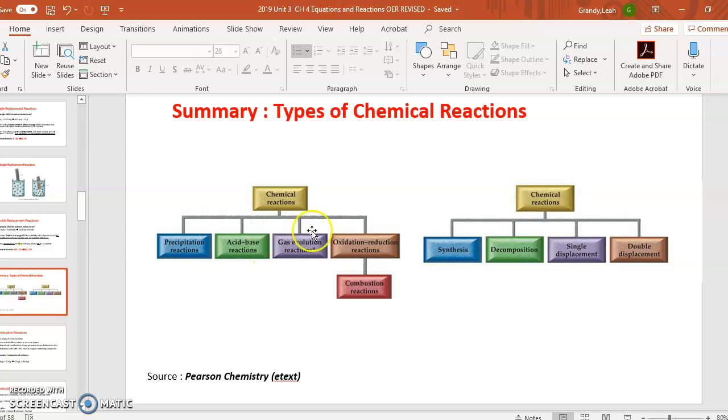So here's a summary of the different types. I briefly went through synthesis, also known as combination or addition, decomposition, which is the opposite, and then the single displacement, also known as single replacement, and then the double. And these two follow rules. This one, we need to follow the activity series to see whether or not a single replacement will happen. And in this type, we have to follow the solubility rules.